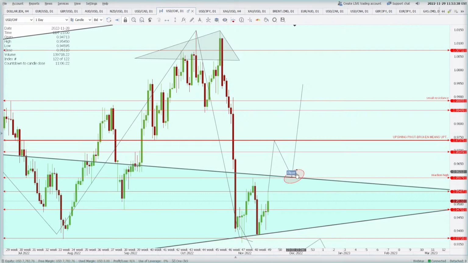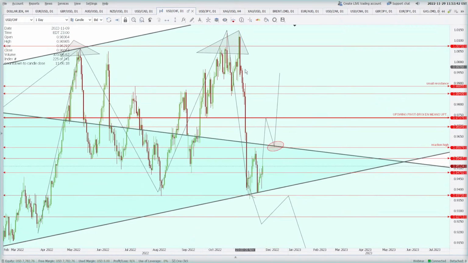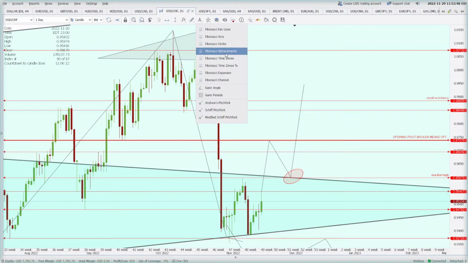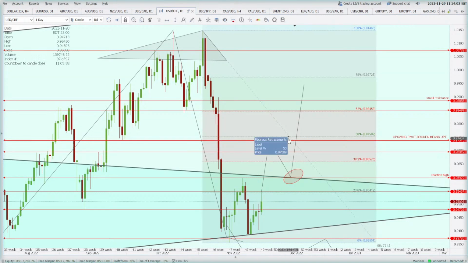Okay, but don't you think that this swing that the price has created, the 50% of this will be acting as a resistance? Don't you think that? And you also notice how 50% is aligning itself with the upswing broken pivot. So yeah, be careful about this also.